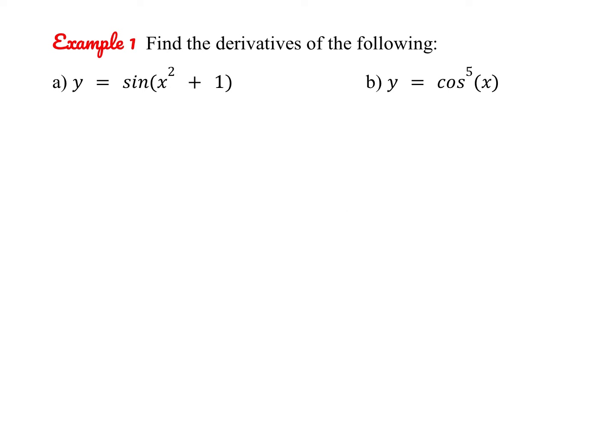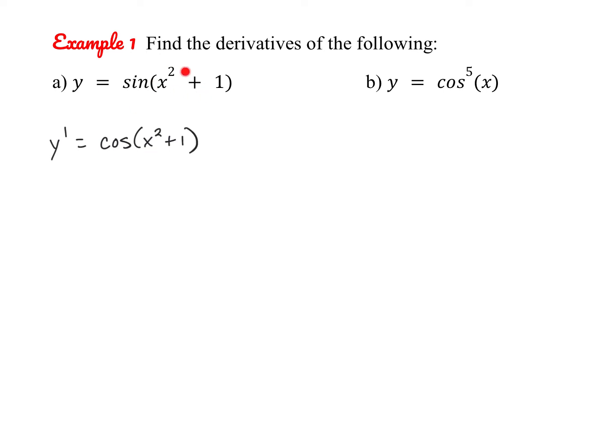All right, so let's give this chain rule a try. We're going to find the derivative of the following two functions. For this first one, y equals the sine of x squared plus 1. Remember, we start on the outside. So our outermost function is that sine function. I'm going to start by taking the derivative of our sine function, which we know is cosine. But again, we're going to maintain that inner function here.